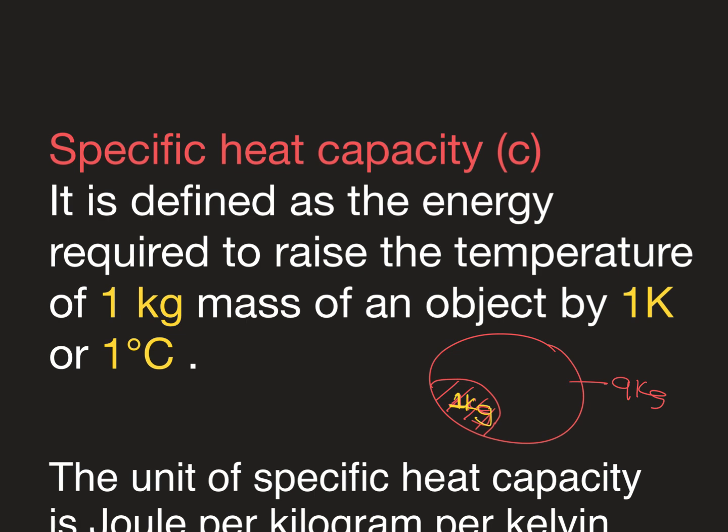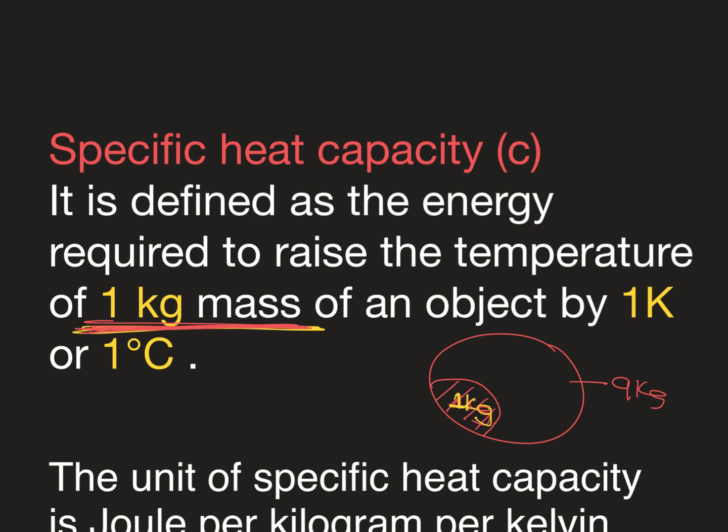Specific in the sense that we are giving reference to 1 kilogram mass. That is just 1 kilogram mass. We want to know the amount of energy that is required to increase the temperature of 1 kilogram mass of an object by 1 Kelvin or by 1 degree Celsius. So a typical example is water.